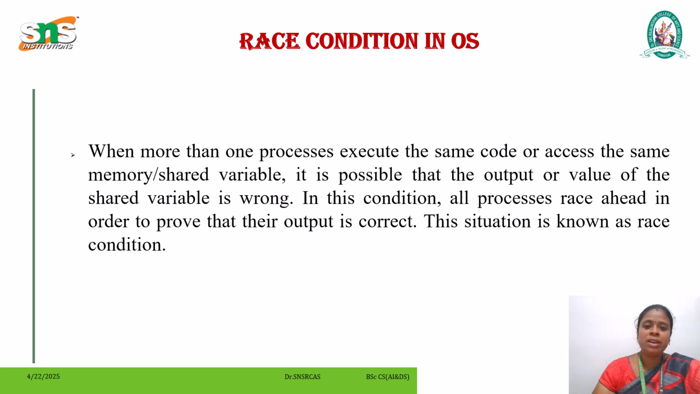Next one, race condition in operating system. When more than one process executes the same code or accesses the same memory or shared variable, it is possible that the output value of the shared variable is wrong. In this condition, all the processes race to prove that their output is correct or not. This situation is known as the race condition.